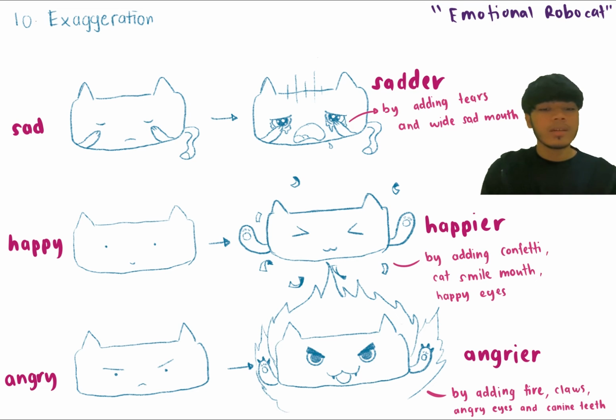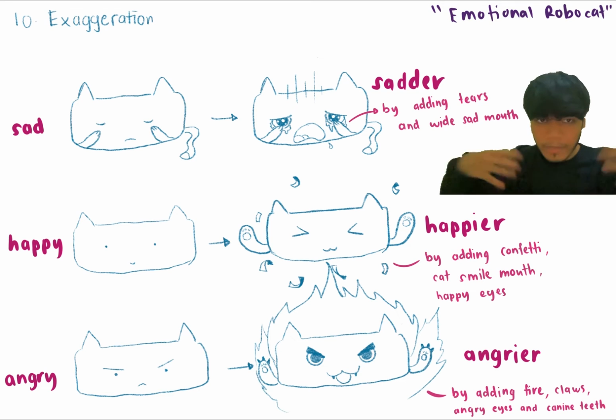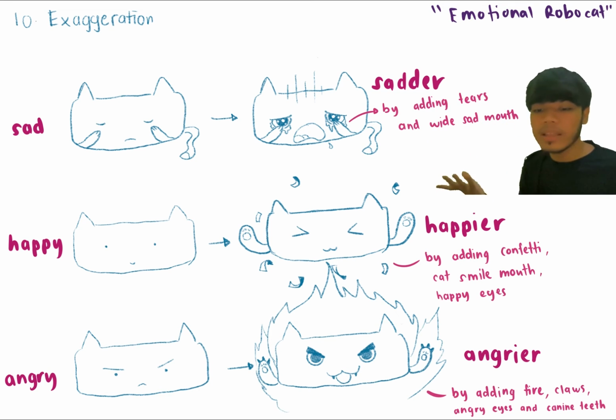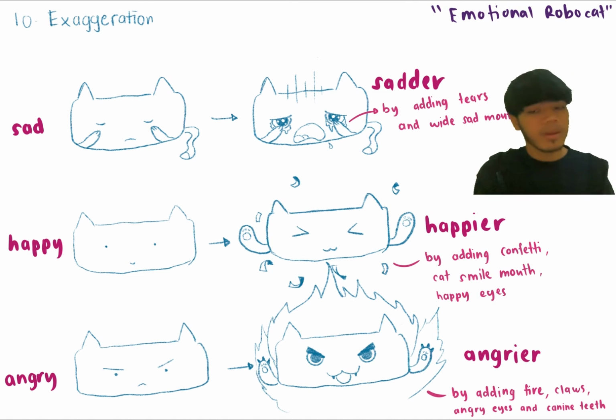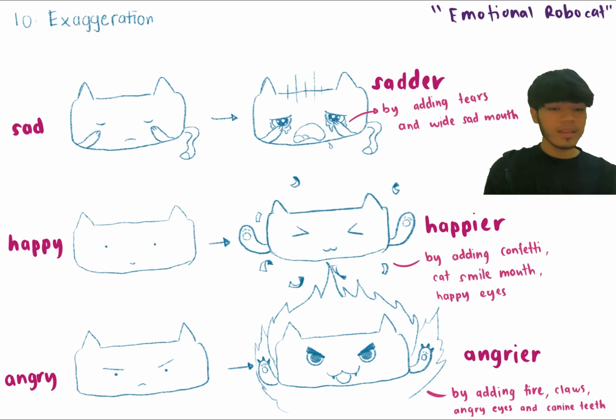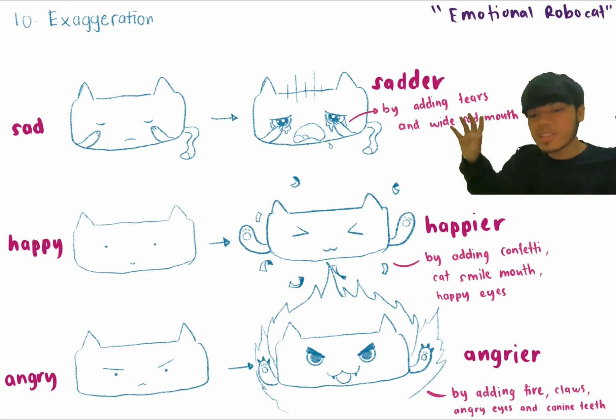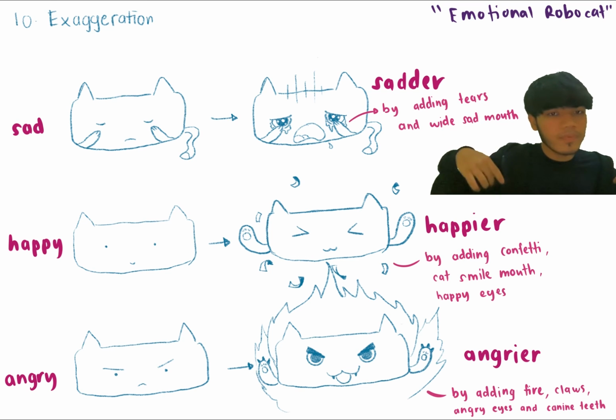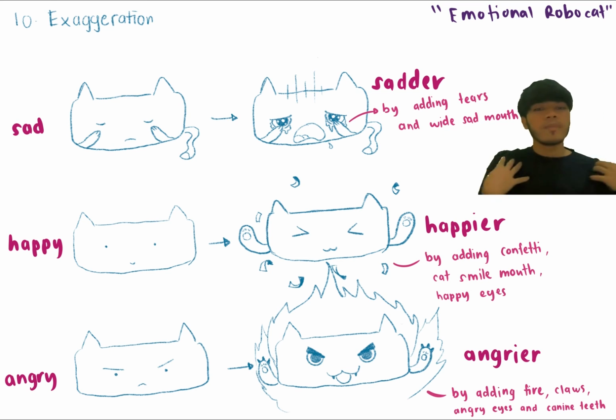For the happy emotion, instead of my Robocat just smiling, I make it happier by adding confetti, a realistic cat's mouth, and happy eyes, just like what I drew. For the angry Robocat, instead of just giving my Robocat angry brows and an angry face, I made it angrier by giving fire claws and Robocat eyes with canine teeth, so it will make my Robocat more exaggerated in its emotion.